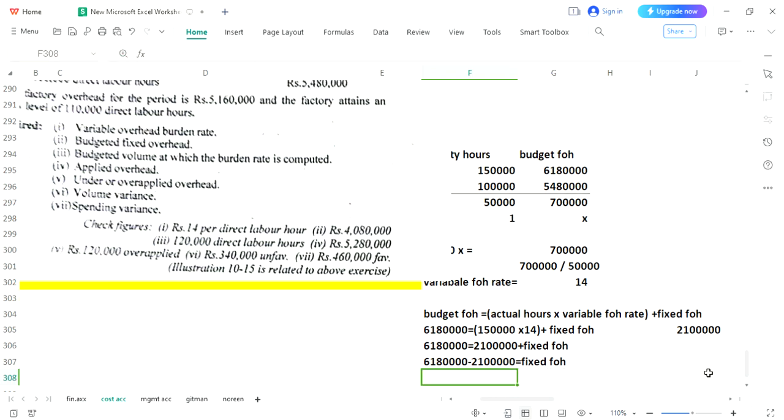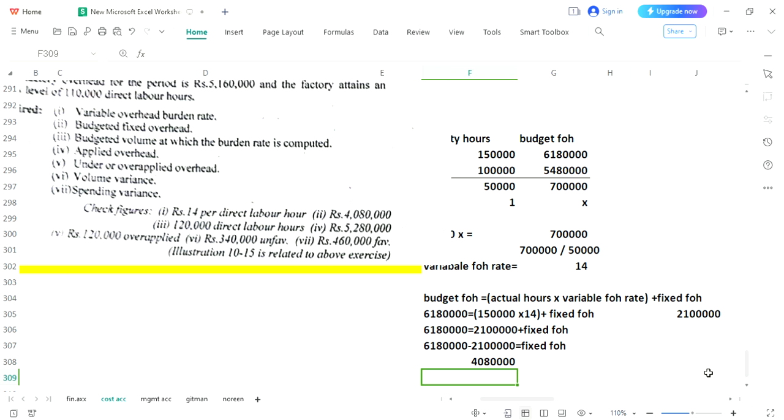So final stage has been arrived. You need to subtract 21 lakh from 61 lakh 80,000. So write down 61 lakh 80,000 minus 21 lakh. Okay, we'll have to be careful while putting zeros. So 40 lakh 80,000 is our fixed FH. Fixed FH has been calculated.